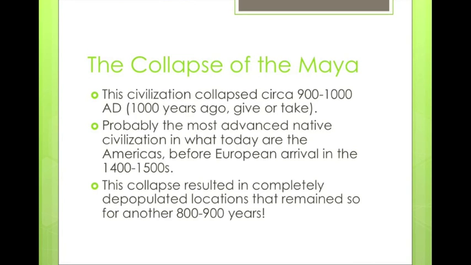What's interesting about this collapse, if you read about it, and there's a couple of readings I'll suggest, is that it's a little bit of a mystery. There have been several explanations proposed, but because there was very little evidence, it's been difficult to prove any of these theories. What's interesting is that it resulted in a completely depopulated location that remained so depopulated for the next 800, 900 years. So literally, this population of over 2 million people, it was estimated at the time, was completely wiped out.